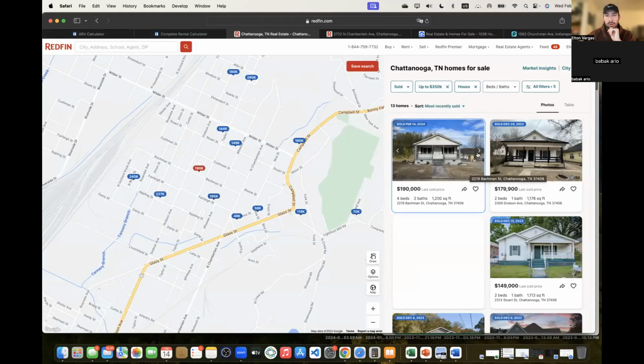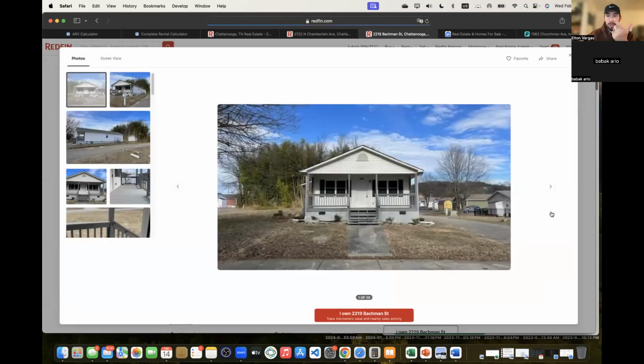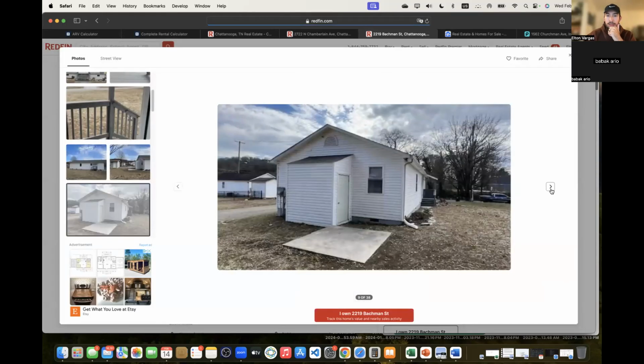So let's look for some properties. February 14th, just today. This one is a 1,200 square feet home. Let's check out the inside. Great condition, great siding, great color. The painting as well.